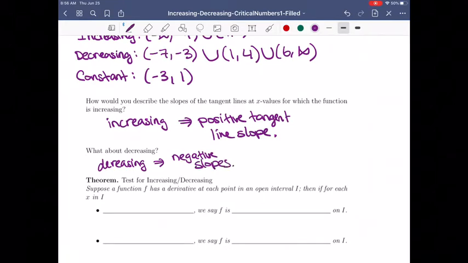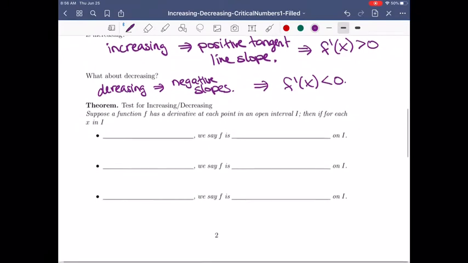Now, what does this mean for the derivative? Remember, the derivative is the slope of the tangent. So when we're increasing, we must have a derivative that's positive. When we're decreasing, we must have a derivative that's negative. Okay, this is how we're going to test for increasing and decreasing when we don't have the graph in front of us.